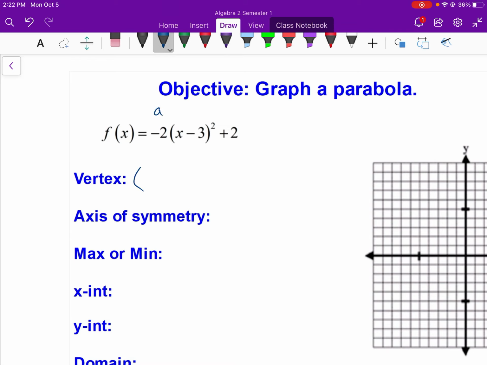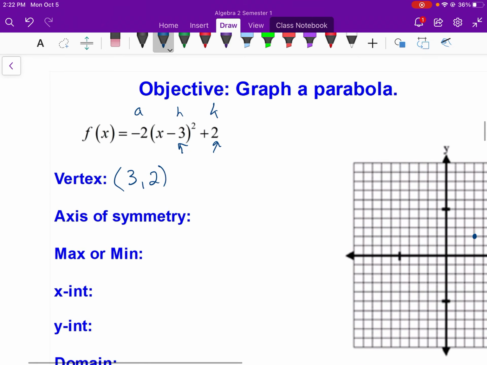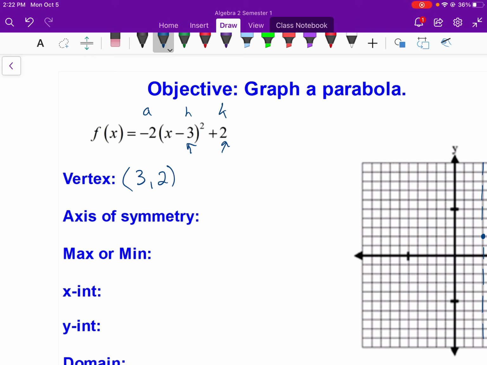Find that. Again, a, h, and k. So x minus 3, so 3. 2 is the vertex in this case, opposite of what we're seeing in the parentheses, and what we actually see for k. So we have a vertex of 3, 2. Plotting that. Now all parabolas that we're going to be doing are vertical, up and down, and the axis of symmetry will always go through that vertex. And again, a vertical line is always x equals, so our axis of symmetry in this case is x is equal to 3. That will always be the same as the x coordinate of your vertex.